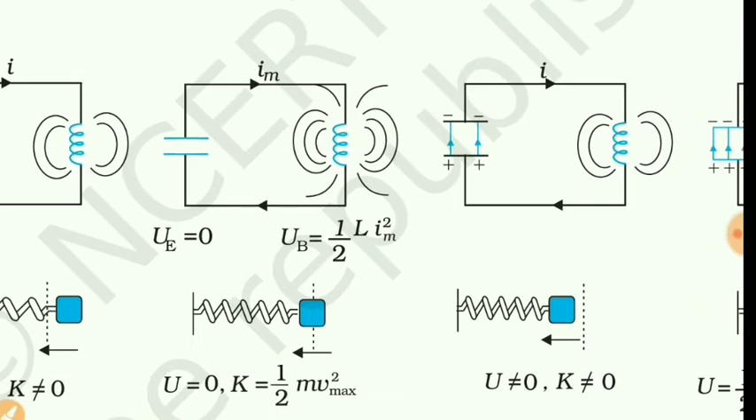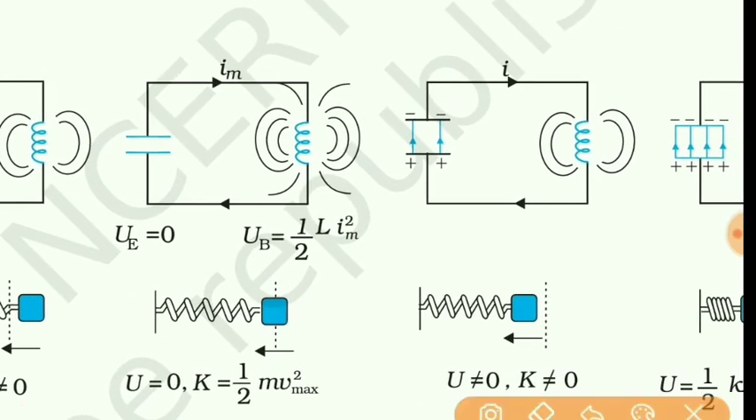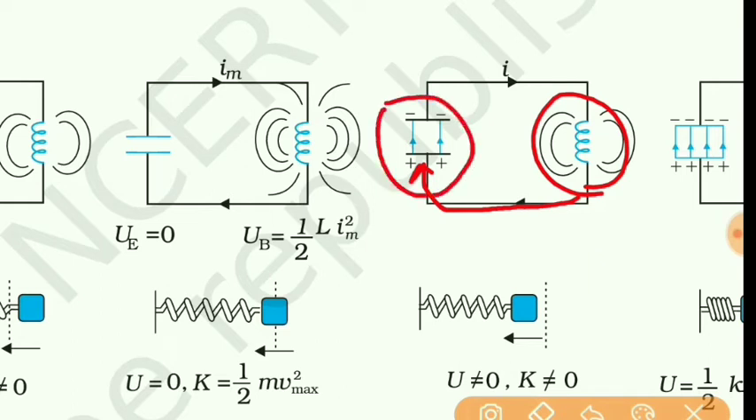Now students, what will happen? Once again, due to back EMF, now the current will flow through the capacitor, and so now this capacitor will get charged. So in this case, once again there will be a magnetic energy stored in inductor and electric energy stored in a capacitor. But there is one difference here.